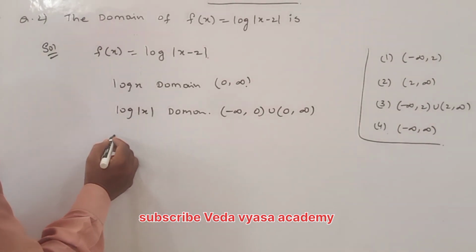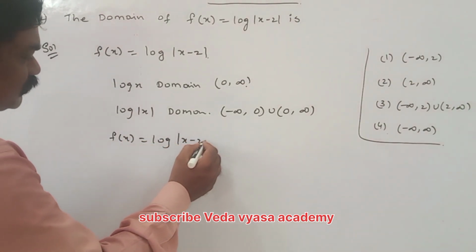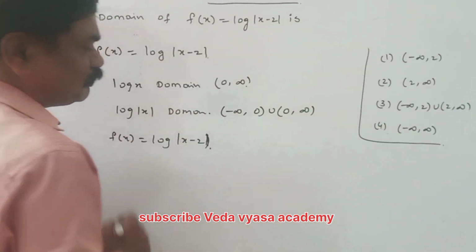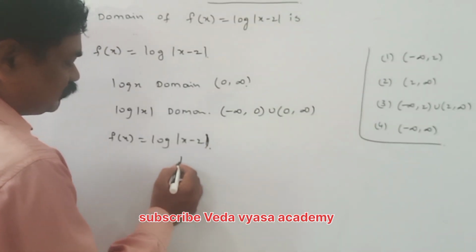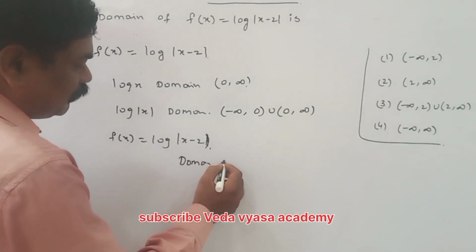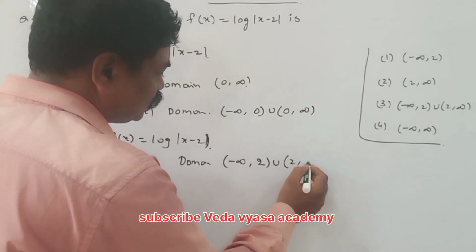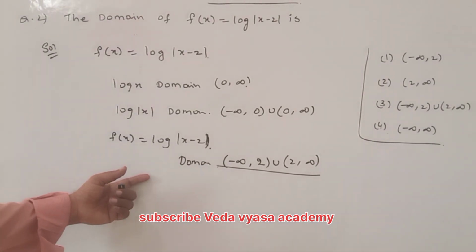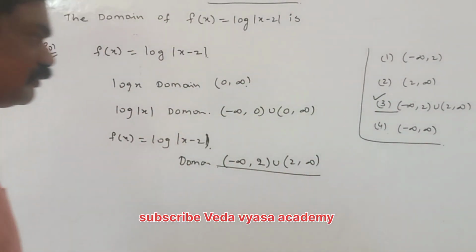So here f of x is equal to log of modulus x minus 2, so we exclude 2. So the domain is minus infinity to 2 union 2 to infinity, which is the domain of the given function. Option 3 is the answer.